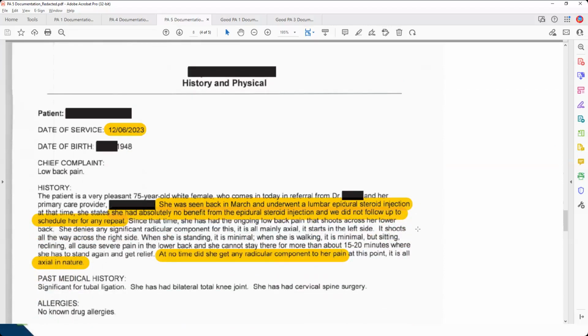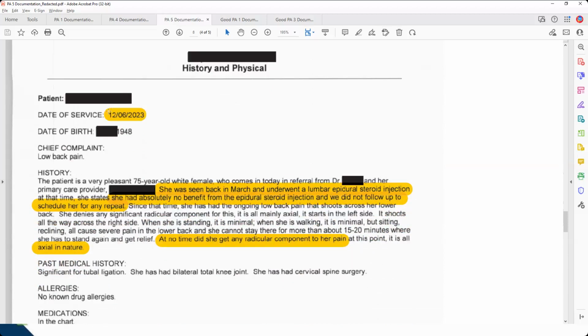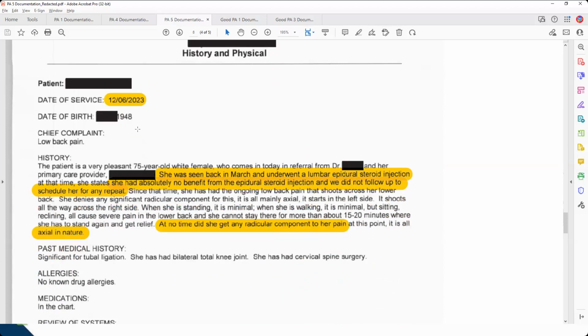And then as we scroll down to this page, we can see in December, this patient returned to clinic. So again, they give the history. She went in March for the lumbar epidural steroid injection. And at that time, she stated she had absolutely no relief from the epidural steroid injection and did not follow up to do any repeats.